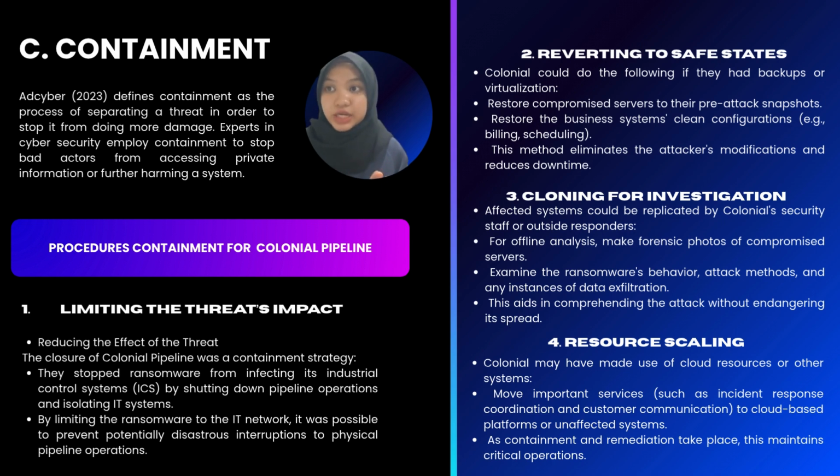So let's break it down to 4 key containment strategies. So the first one is limiting the threat's impact. So Colonial shut down its pipeline operation and isolated its IT system. So this prevented the ransomware from spreading to its industrial control system, avoiding a major disruption to physical operation.